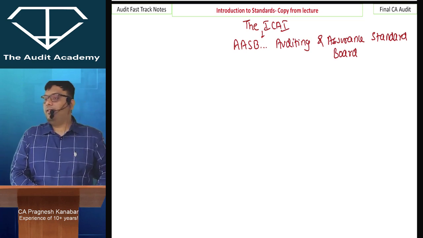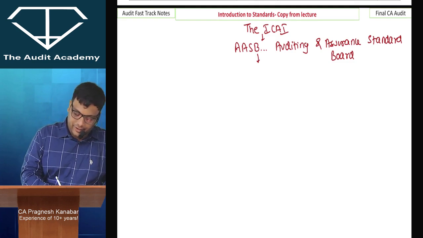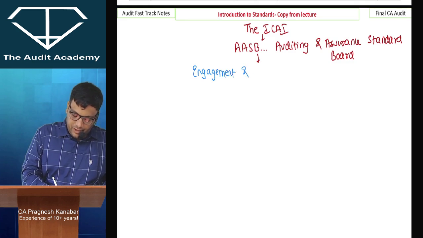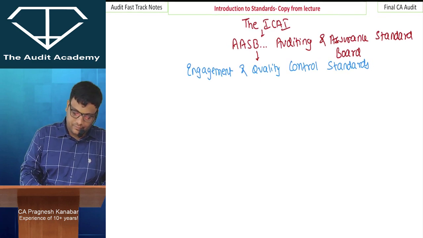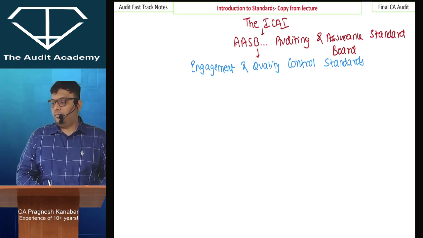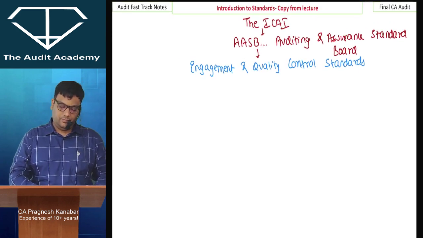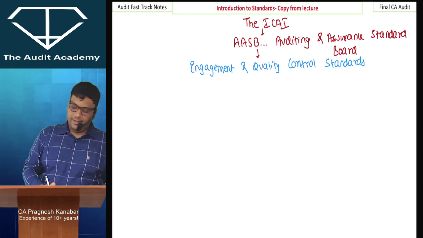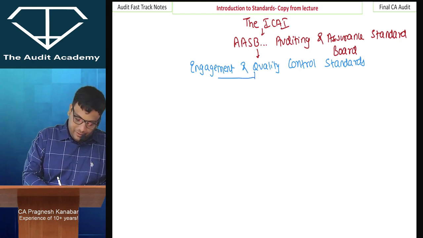awake. The ICAI has created AASB, Auditing and Assurance Standards Board, and the Auditing and Assurance Standards Board has established engagement and quality control standards. Now when it comes to these engagement and quality control standards, they are divided into 5 categories.